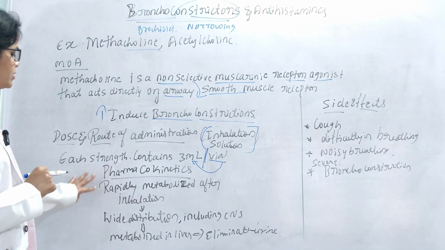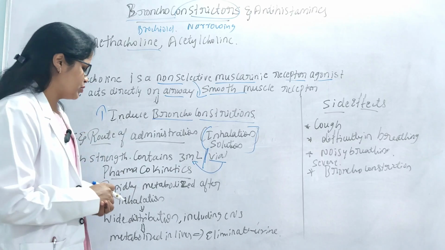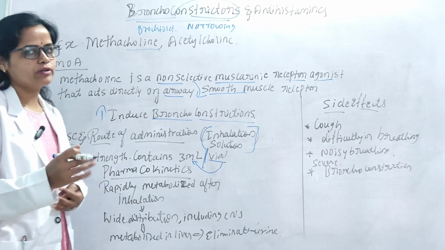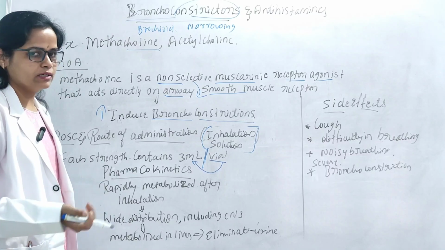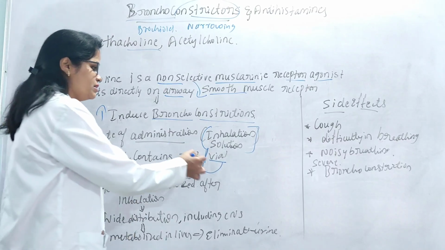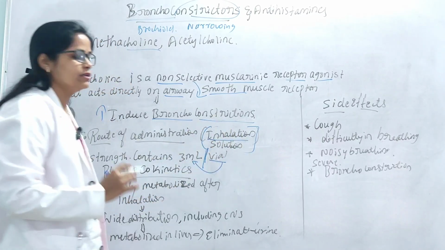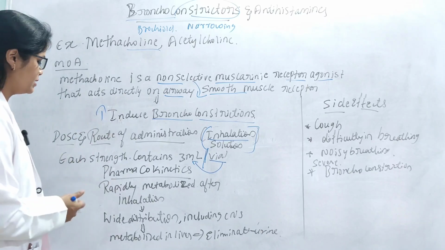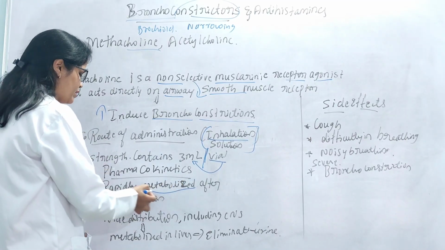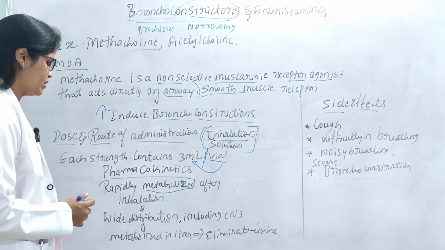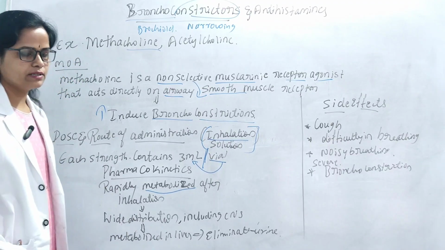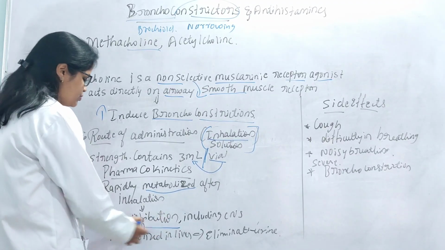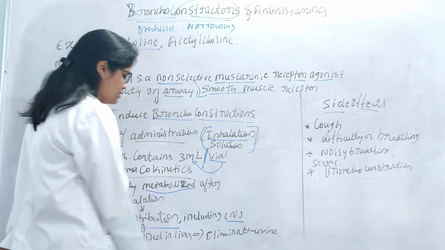Next we'll see about the pharmacokinetics. Pharmacokinetics is nothing but what the body does to the drug. Here, it is rapidly metabolized after inhalation, meaning it is present in the form of an inhaler. Once you inhale, it is rapidly metabolized, which leads to wide distribution including the central nervous system.